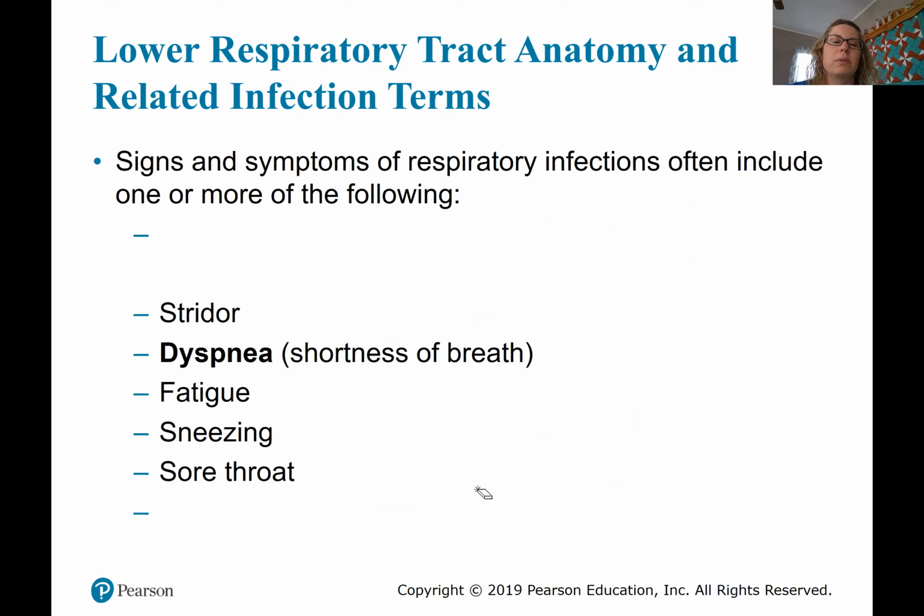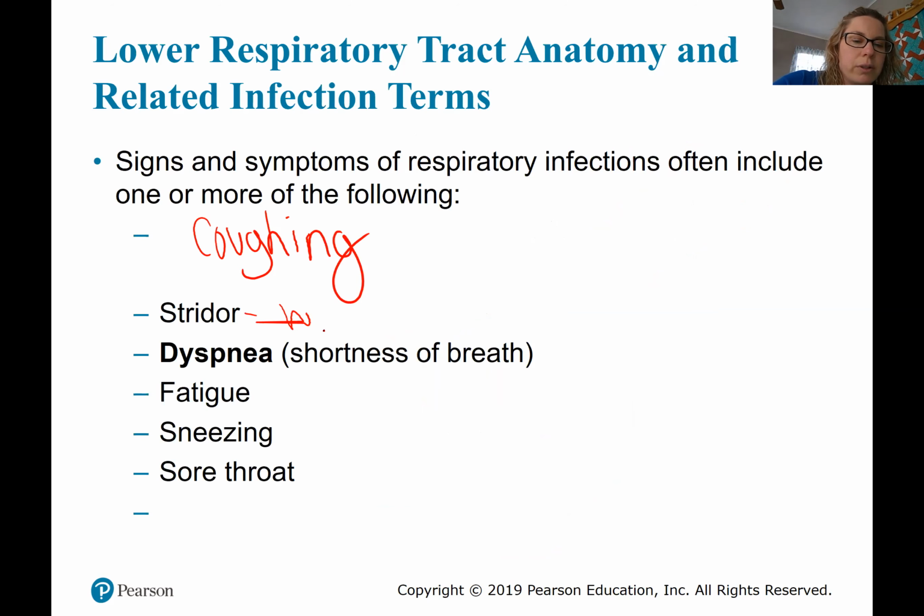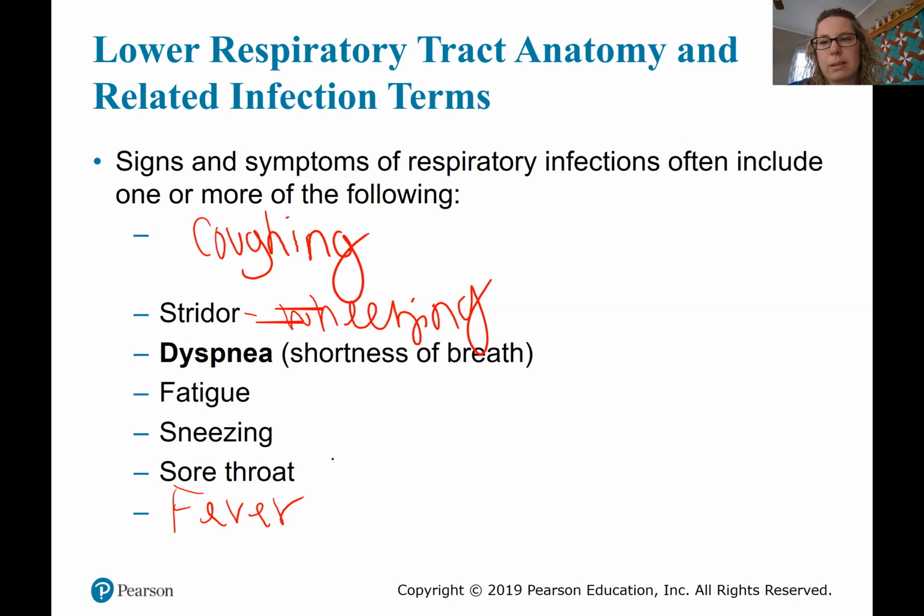Some signs and symptoms of respiratory infections, either upper or lower: first of all would be coughing. That's a good sign that you have something respiratory going on. Stridor is also known as wheezing, we said. Dyspnea, shortness of breath, fatigue, sneezing, sore throat, and also fever. Okay, so those are some of the ways that a respiratory system infection could be presented.